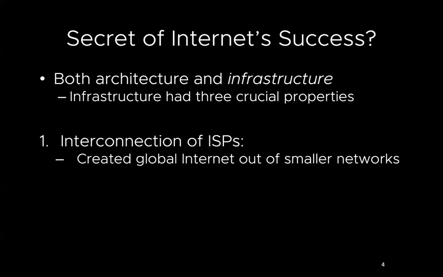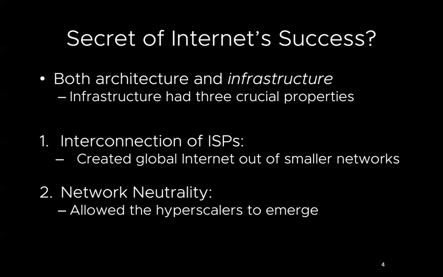One, the interconnection of ISPs. This allowed a global network to be built out of many smaller networks and allowed coverage to be extended by merely adding a new ISP in a currently unconnected region. The important point here is that the coverage of the Internet is the union of the coverages of the ISPs.